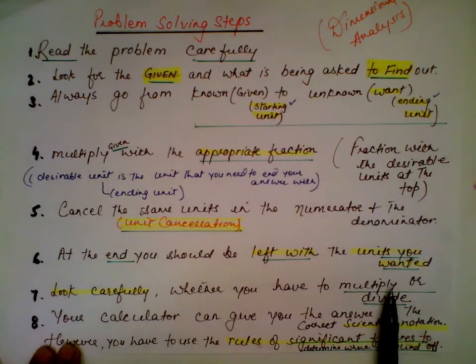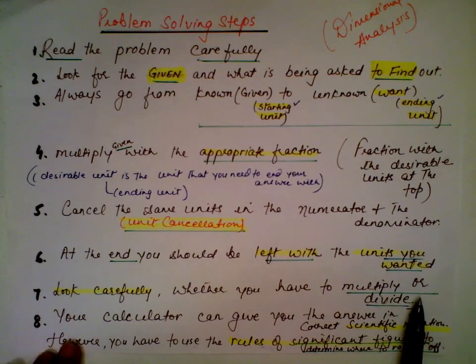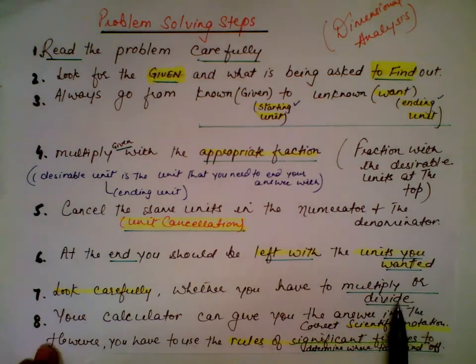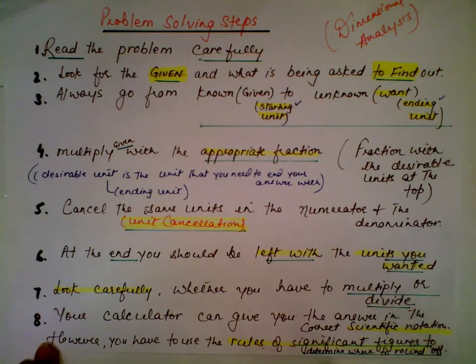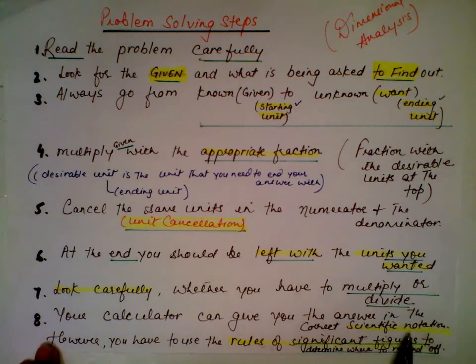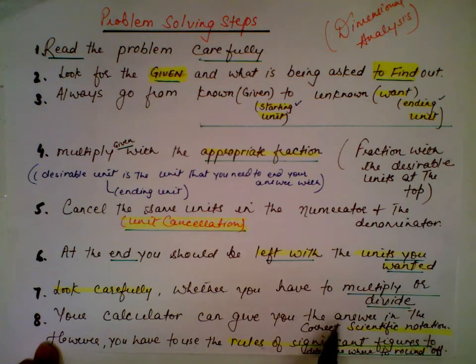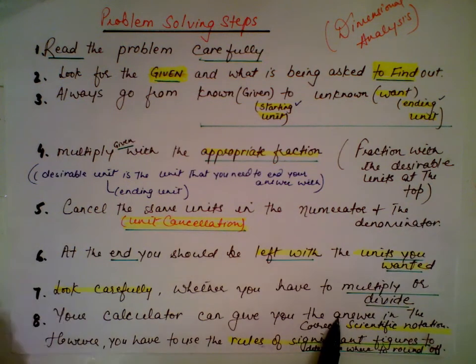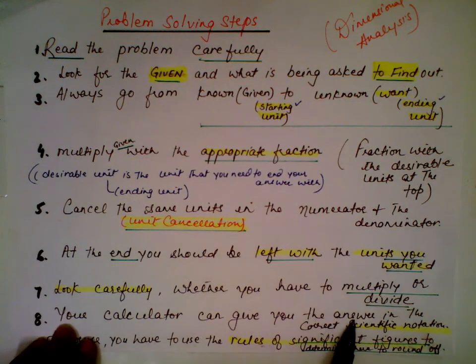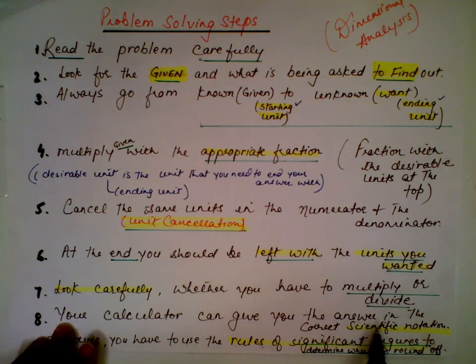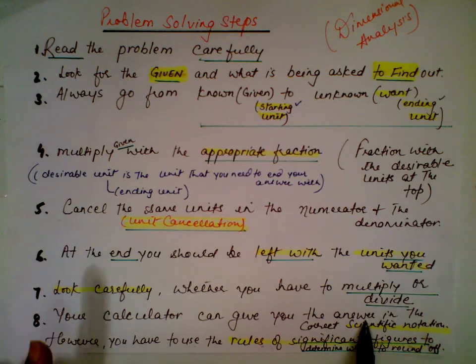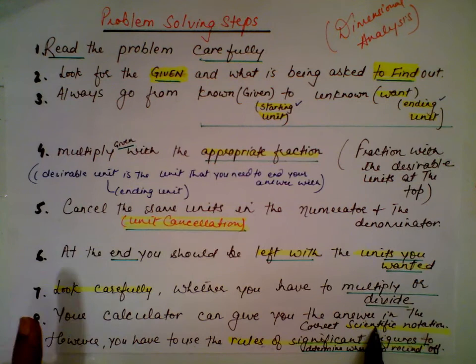Always look carefully when you're doing the math part, do you have to multiply or divide? That's very important. Sometimes we get mixed up. Your calculator can give you the answer in scientific notation if you have a scientific calculator. Otherwise, just follow the rule of moving the decimal. When you move the decimal to the left, you add to the exponent. When you move the decimal to the right, you subtract from the exponent. Just remember the rule for scientific notation: you need only one non-zero digit to the left of the decimal.